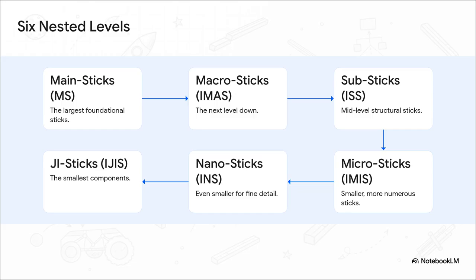Okay, so the whole structure is built in 6 nested levels. You can kind of think of it like a tree, with the trunk and then branches getting smaller and smaller. You start with these huge foundational main sticks. Then you go down a level to the macro sticks, then substicks, then microsticks, all the way down to nanosticks, and finally, the tiniest little components. The cool part is that each level supports the next one, creating this unbelievably intricate and strong system.